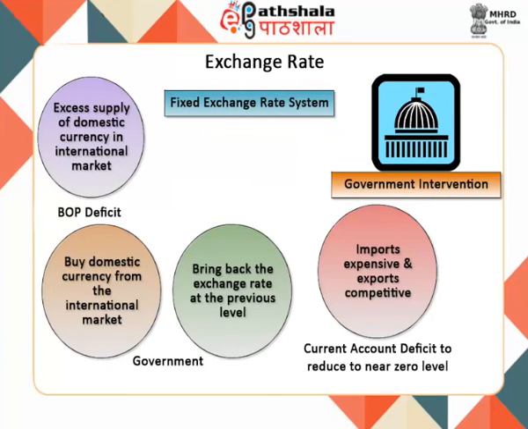Taking the example of fixed exchange rate system, in the fixed exchange rate regime, the government intervenes to correct it. If the BOP is in deficit, this means that there is an excess supply of the domestic currency in the international market. The government, in such a situation, will buy the domestic currency from the international market and bring back the exchange rate to the previous level. This shall make imports expensive and exports competitive, causing the current account deficit to reduce to near zero level. If BOP is in surplus, the reverse will take place.